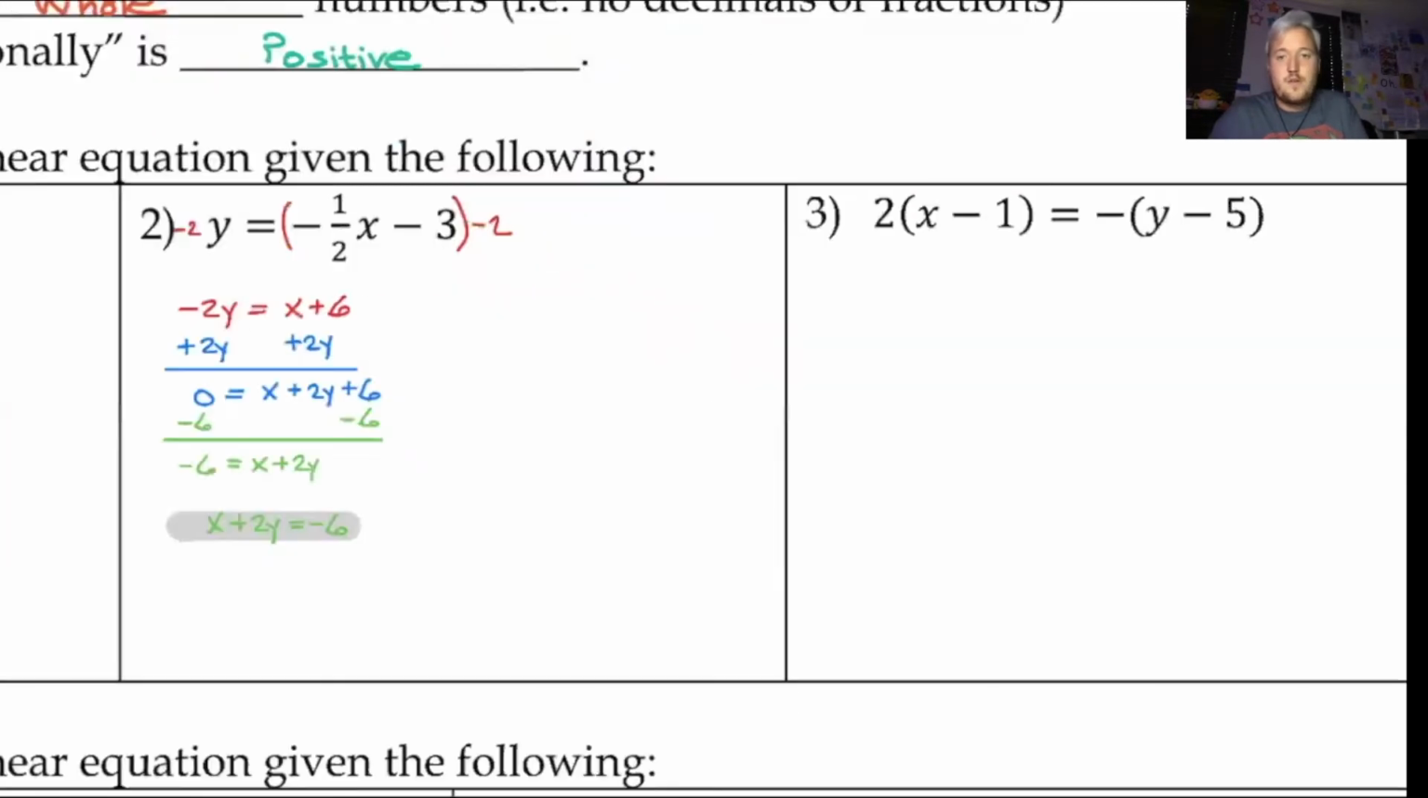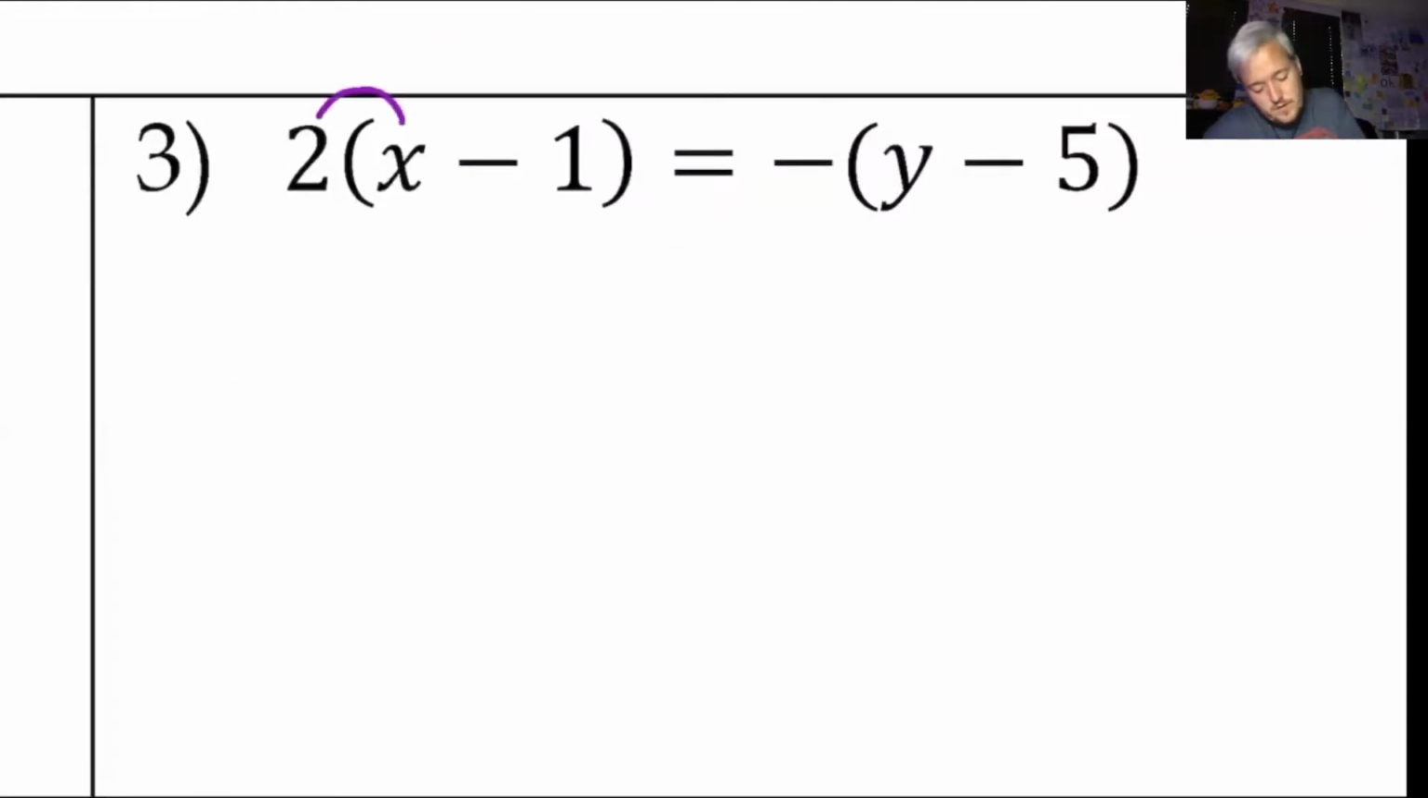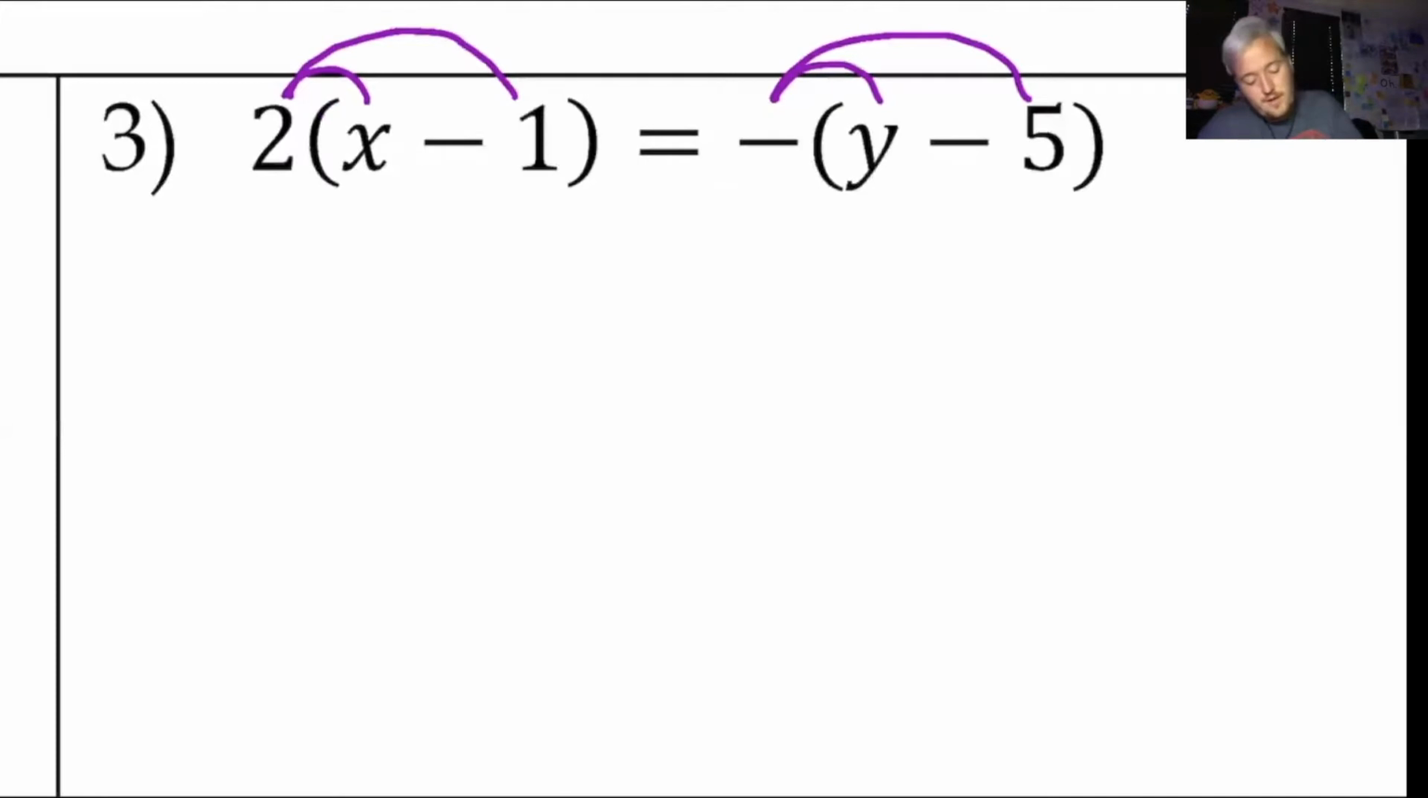All right, number 3. I would say try this one on your own. It's actually similar to the very first one. Or don't. Everything's fine. So this is not written in any specific form, but it's kind of close to point slope form, but not really. So this is going to be 2x minus 2 equals negative y plus 5.